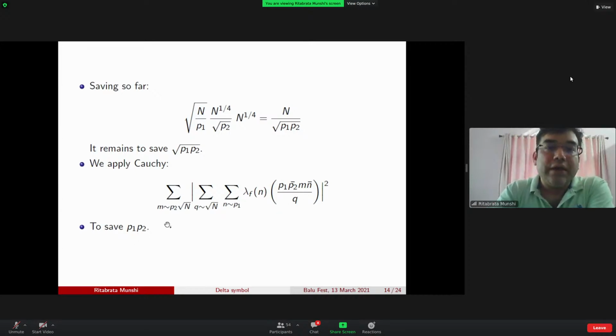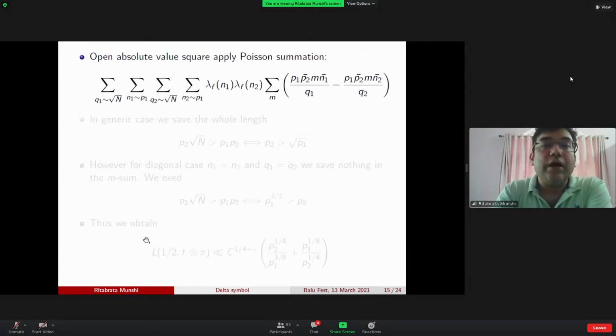Okay, and now since we have done Cauchy, our job is to save P1, P2. Before Cauchy, it was square root of P1, P2. So it gets squared. And so you have to save P1, P2 and something extra. And again, we open the absolute value square. So these are the terms coming from whatever we had inside the absolute value. And again, sorry, there should be an E over here. So E of this, so this is a geometric series.